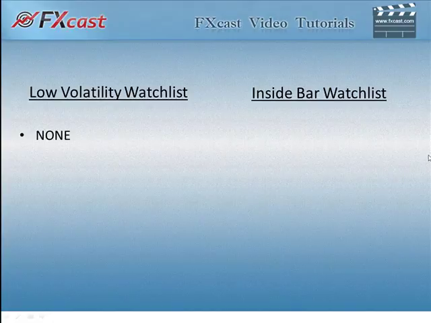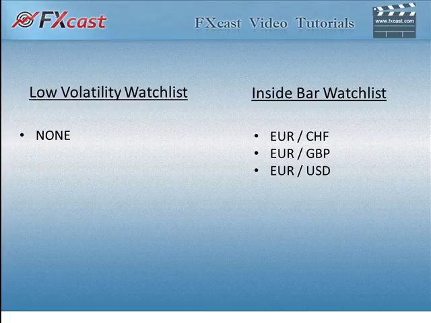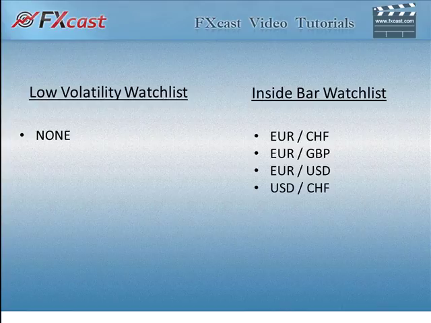We currently do not have anything for our low volatility watch list. Again, this is something you get to check each hour. Our inside bar watch list, we have the Euro franc, the Euro pound, the Euro dollar, and also the dollar franc. And again, what we're doing with those inside bars is you mark the high and the low. And specifically, you want to look for that dual time frame agreement. So in an uptrend, you mark the high and the low, but you really want to trade a break of the high. In a downtrend, you mark the high and the low, but you really want to trade a break of the low of the inside bar.